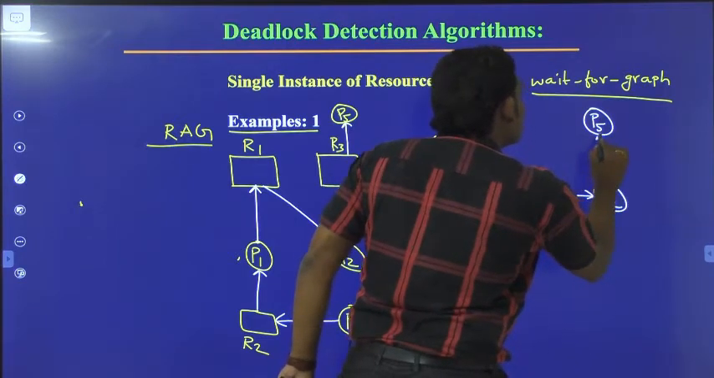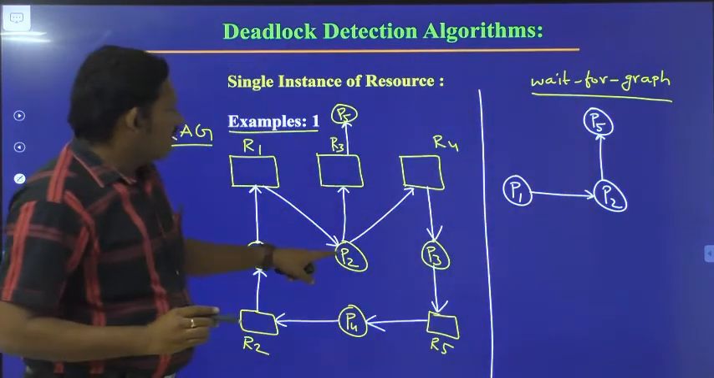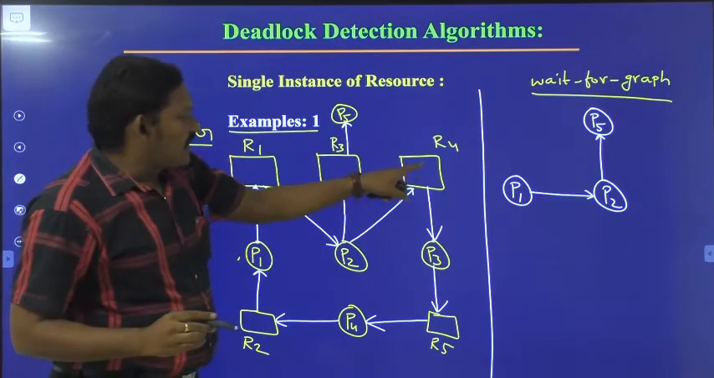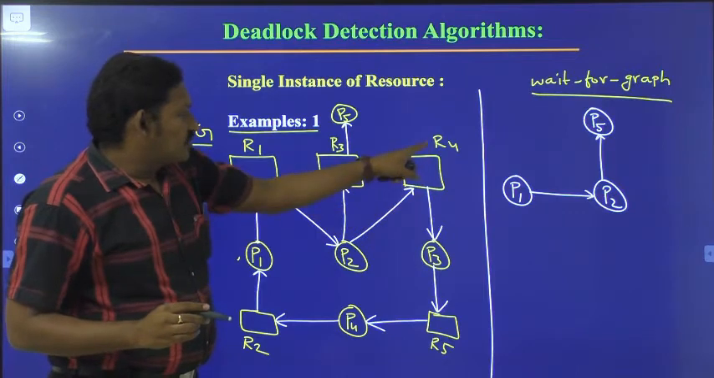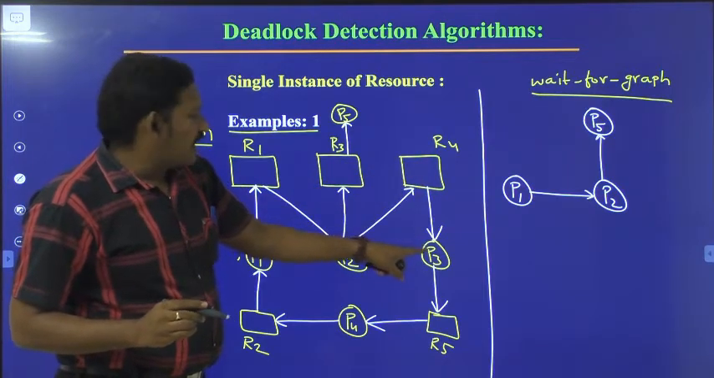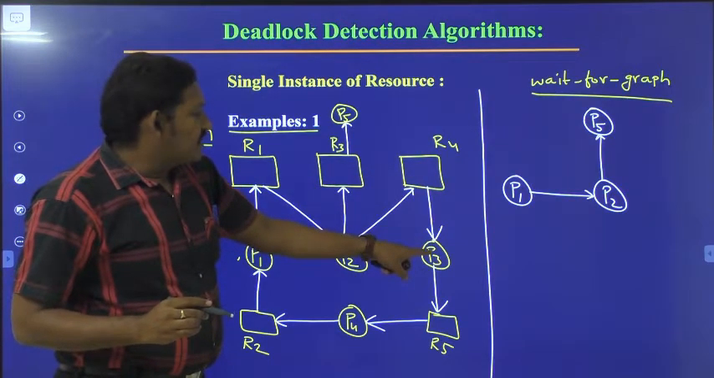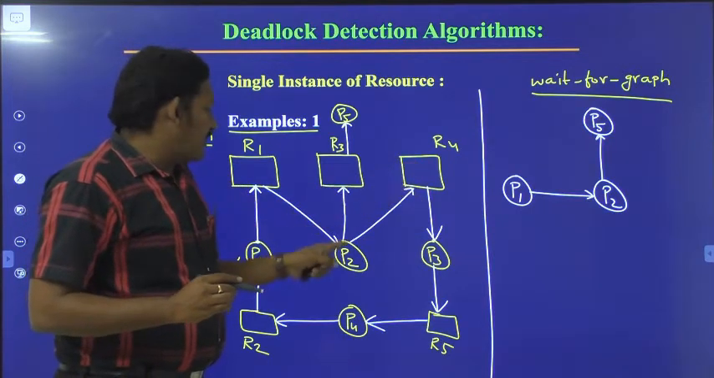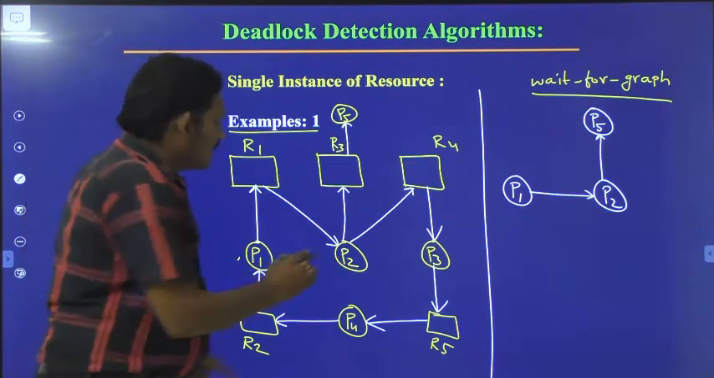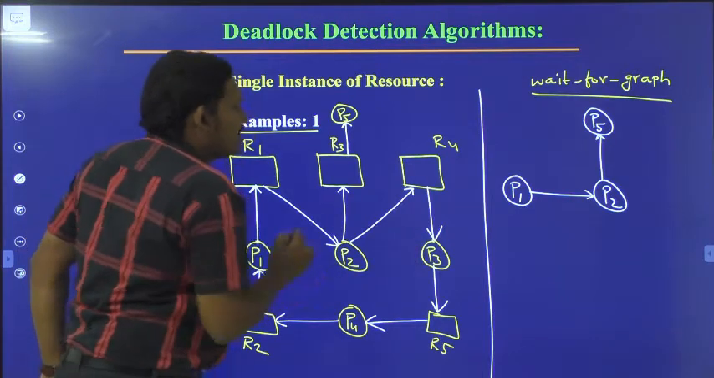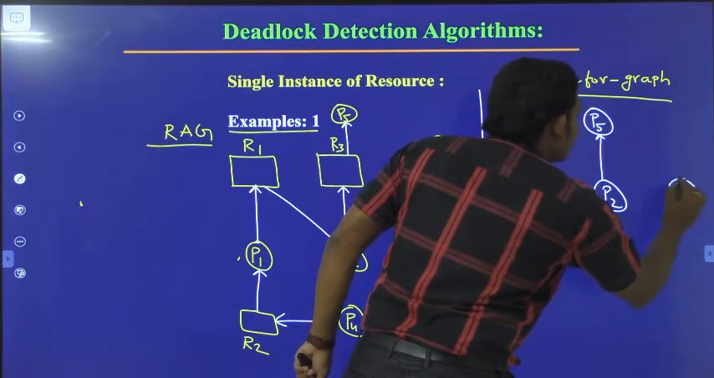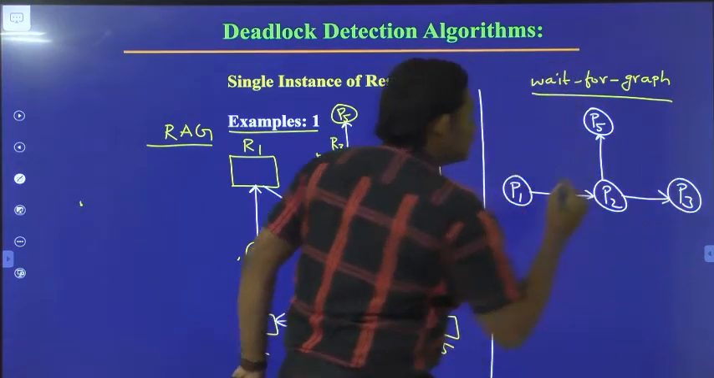P2 is waiting for P5. As well, P2 is also requesting R4, where resource R4 is being used by process P3. If P3 holds R4, it can be utilized by process P2. Means P2 is waiting for P3 also.